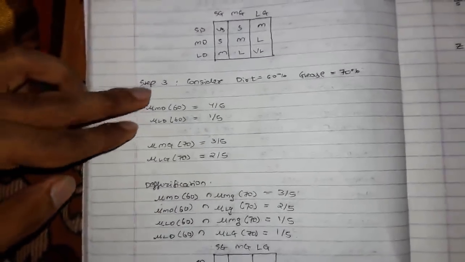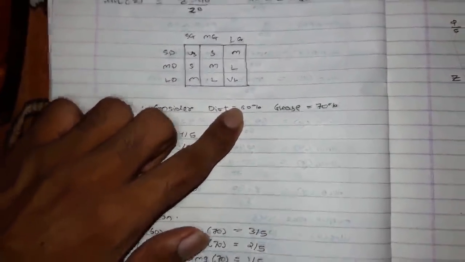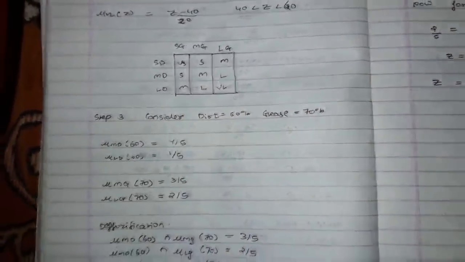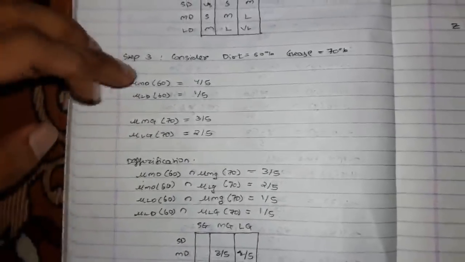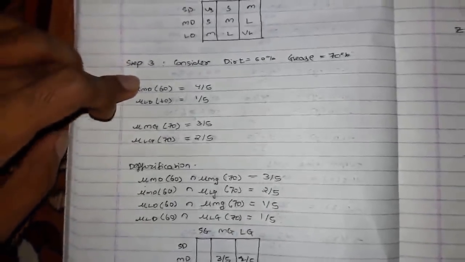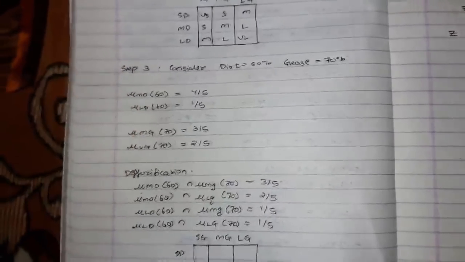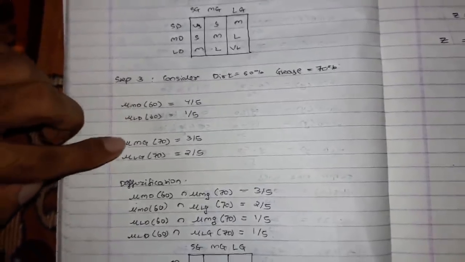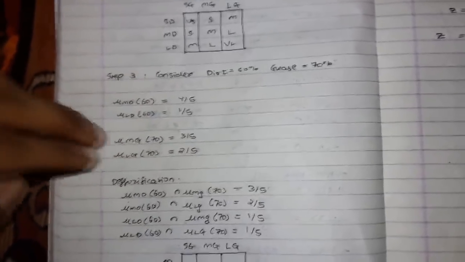So now you have got the individual inputs, but this is an AND case, meaning here you have considered 60% dirt and 70% grease. So what you need to do next is intersect all of them. You consider medium dirt. Please write these distinctly, I'll tell you why in a minute. So here you write medium dirt and large dirt. Then there is medium grease and large grease. So 4 by 5, 1 by 5, 3 by 5, 2 by 5, the values that we got now.